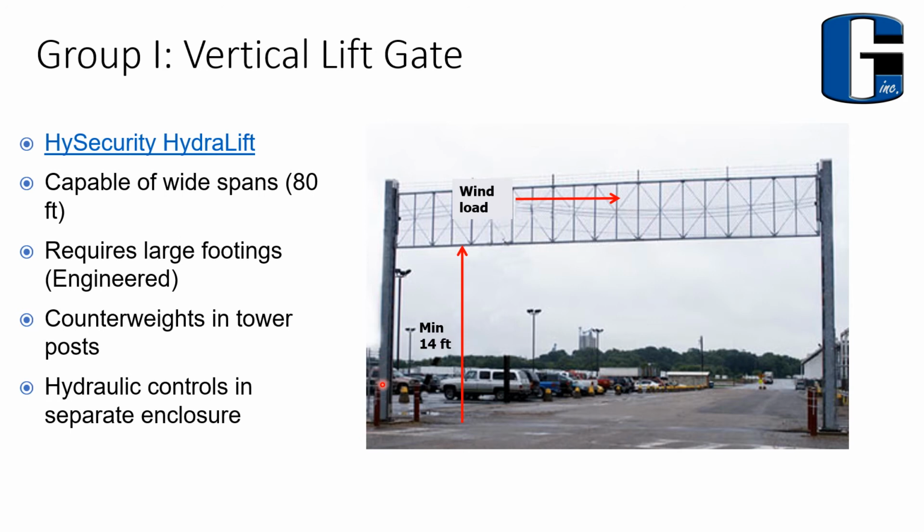Inside the tower are baskets that have counterweights, so they balance the weight of the gate with a balance of counterweights down in the towers. So that's how you can actually make these so that they are very neutral in weight, and you can manually lift them if there's a system failure.